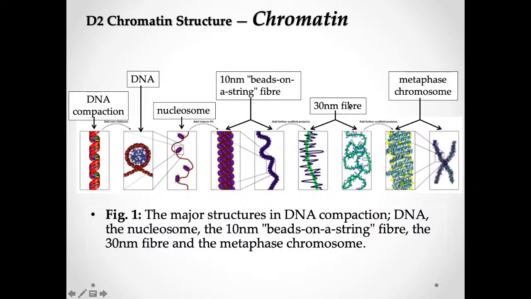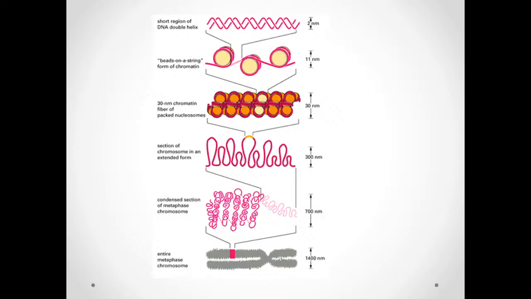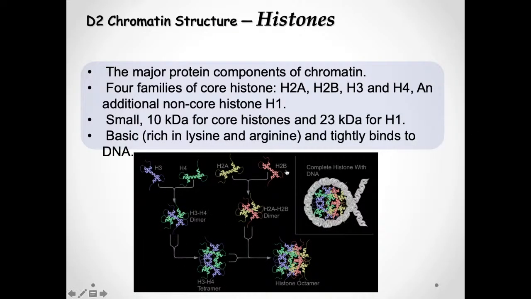With scaffold proteins they make 30 nanometer fibers, and then further form the chromosomes, like beads on a string. My point is to tell you how the histone is made. Histones are the major components of chromatin, and there are four families present: H2A, H2B, H3 and H4. Remember them: H2A, H2B, H3 and H4.